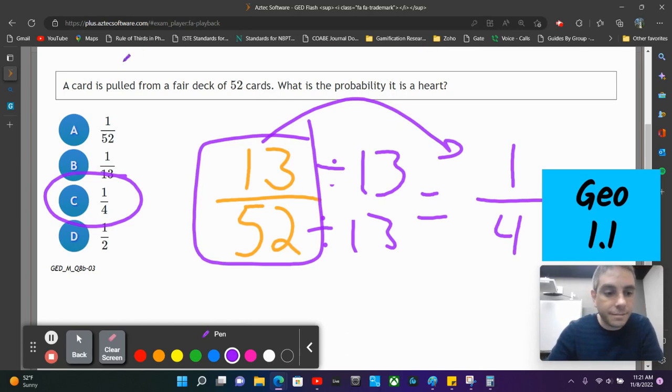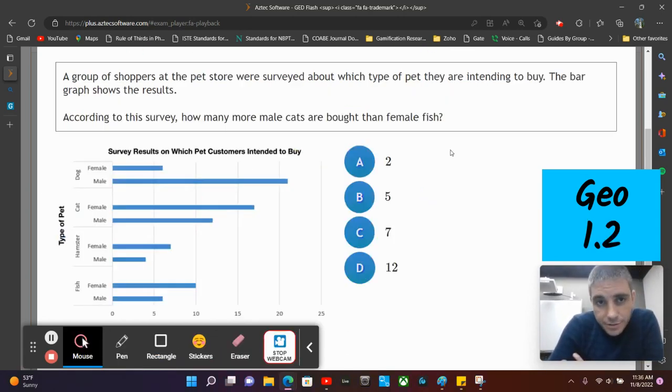A group of shoppers at the pet store were surveyed about which type of pet they are intending to buy. The bar graph shows the results. According to this survey, how many more male cats are bought than female fish? Okay, so once again, another question that is not specifically geometry related.